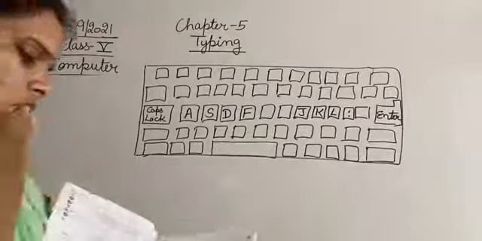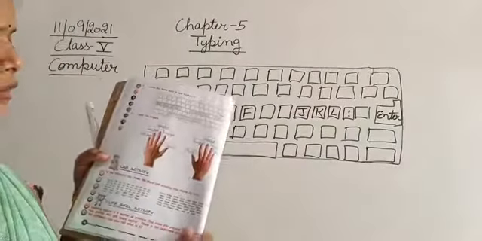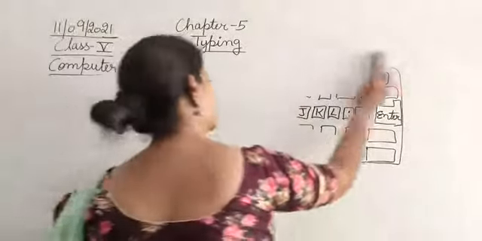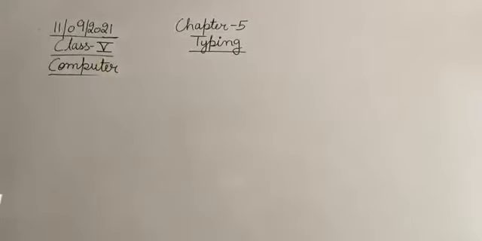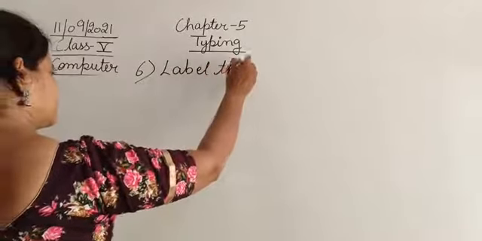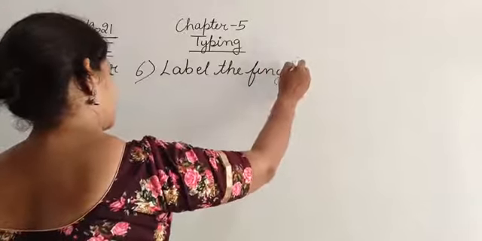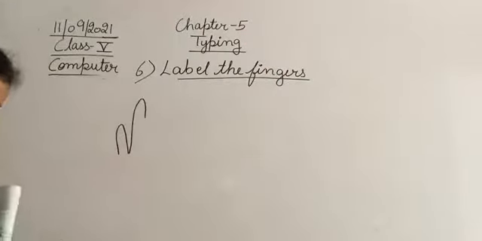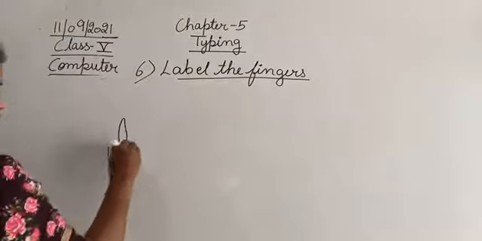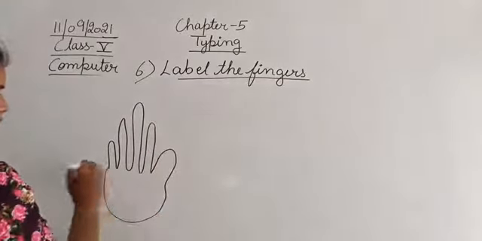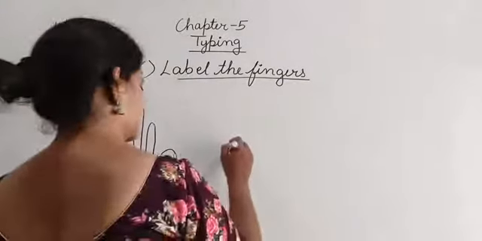a diagram is given. Here you can see the 2 hands are given, and we have to label the fingers. So the next is to label the fingers. That is the 6th one. Label the fingers. Okay, just a minute, a little smaller. This is 1, 2, 3, 4, and 5. I have just tried, sorry for the bad drawing.